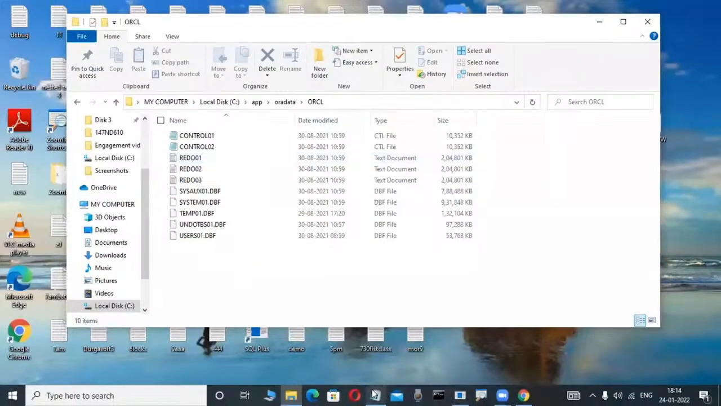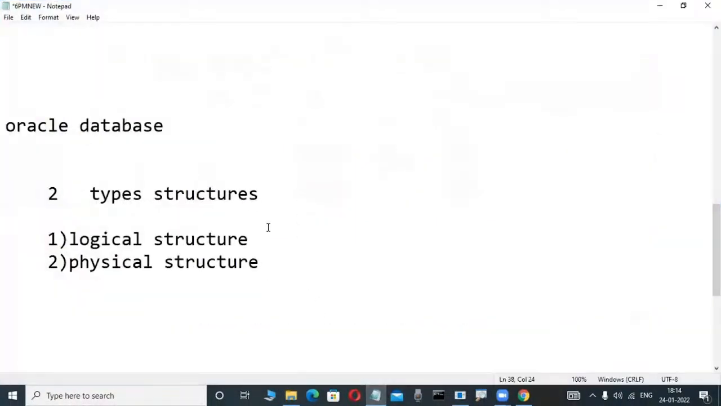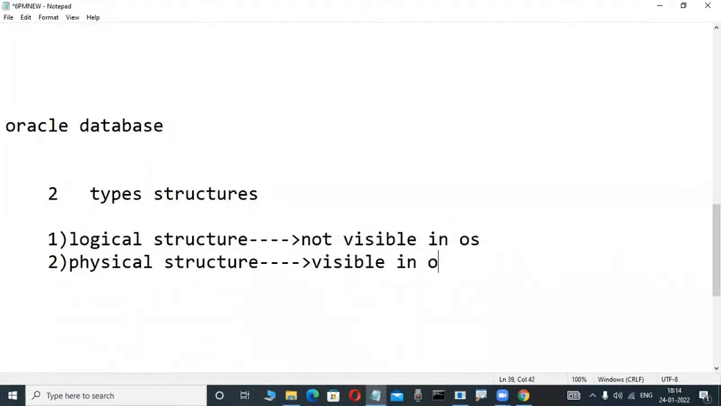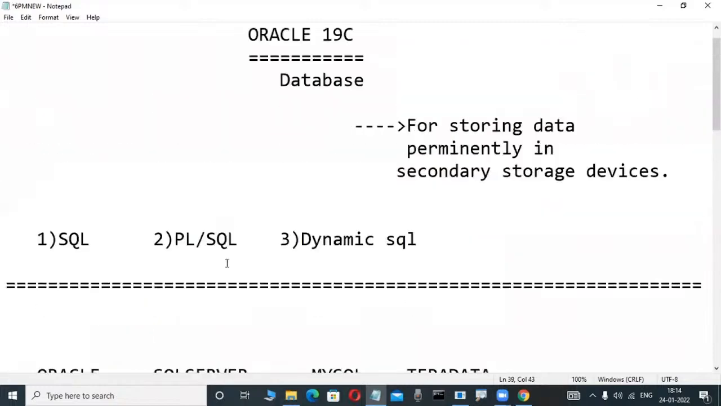That's why a logical structure means a structure which is not visible in the operating system. A physical structure means that whenever we install Oracle, SQL Server, or DB2, these software automatically create physical files. I told you in previous classes. That's why a structure which is visible in the operating system is called a physical structure. These are things I told you in a previous class.